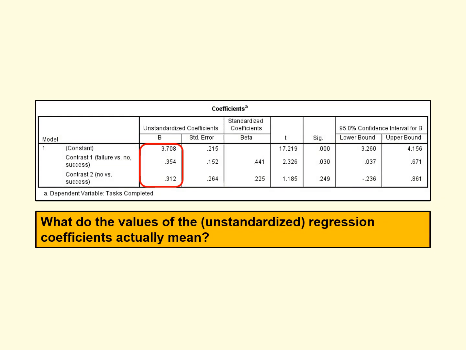So looking at the significance levels, you can consider the tests of your hypotheses. You might also look at the unstandardized regression coefficients and ask yourself, what do those actually mean? What does that number 0.35 mean, or that number 0.31?